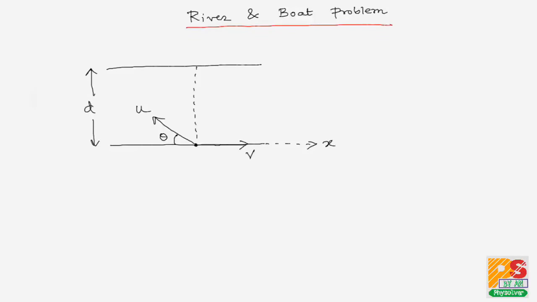Now this is the x-axis, this is the y-axis. If I take components of u, the component u cos theta is along negative x-axis and u sin theta is along positive y-axis. Now see, the boat will reach any point here, here or here. Displacement along y-axis will always be d. Therefore, along y-axis displacement is d and velocity is u sin theta, so time is d by u sin theta.